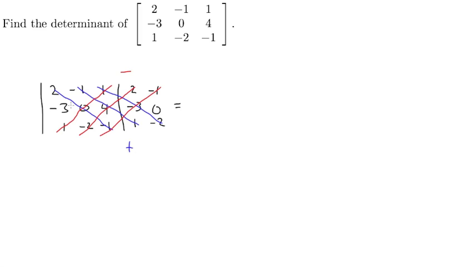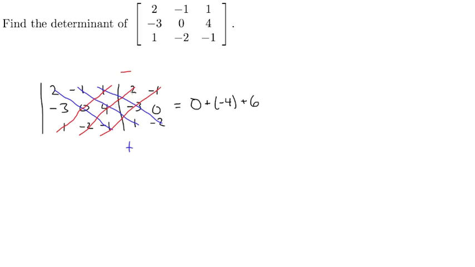So first up, we have our first blue line here, 2 times 0 times negative 1, that's just going to be 0. Negative 1 times 4 times 1, that's going to be negative 4, so we're adding negative 4. 1 times negative 3 times negative 2, so negative 3 times negative 2 will be positive 6, so we're adding 6. Okay, so we're done with all of our positive diagonals.